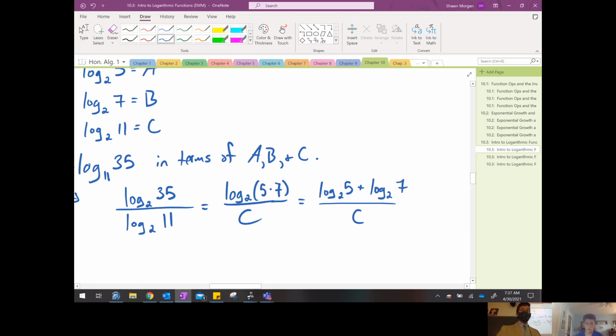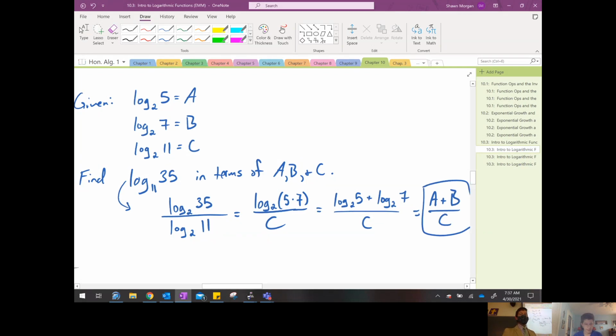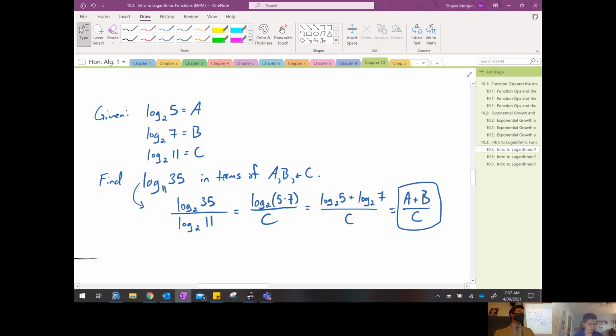And then all of a sudden, what do you notice the numerator is? Substitution. What's the numerator the same thing as? A plus B. Great. So this winds up equaling A plus B over C. Yay! Now y'all just did a hard algebra 2 problem. I kind of helped you a little bit, but that's all it takes.